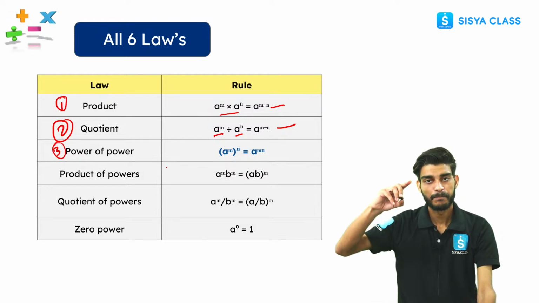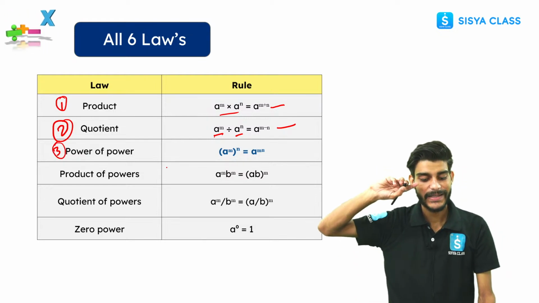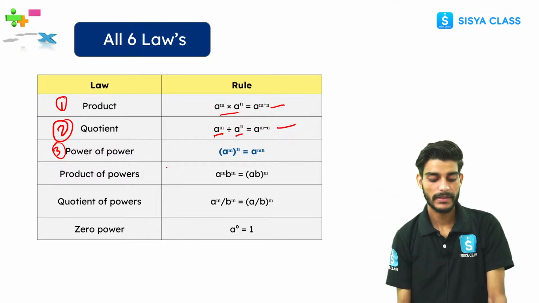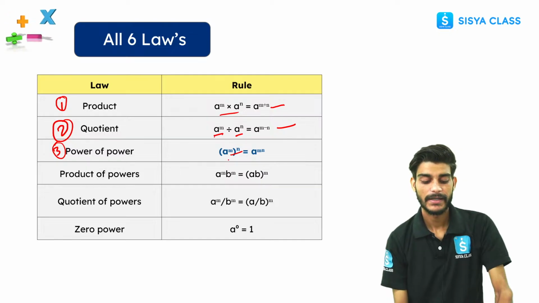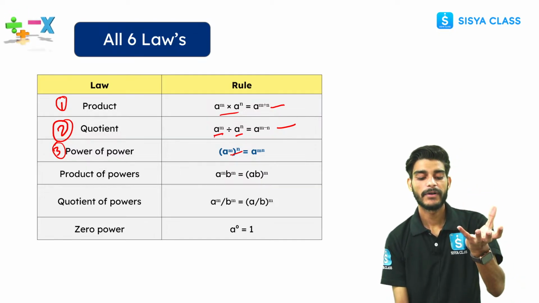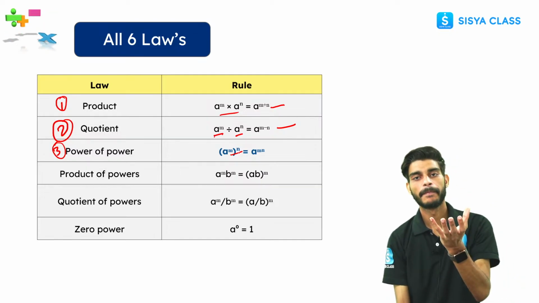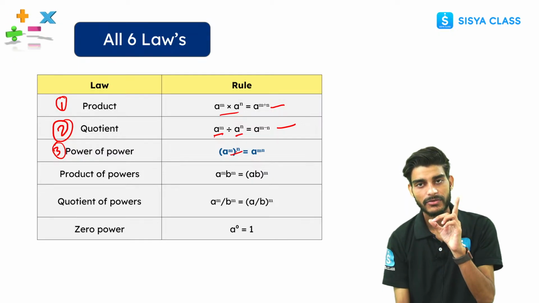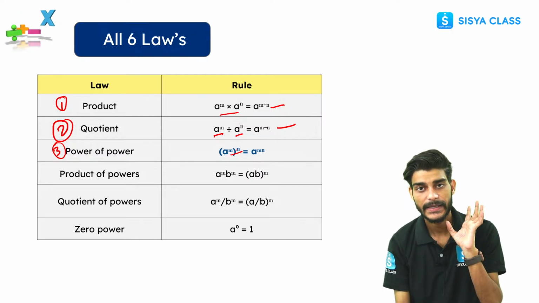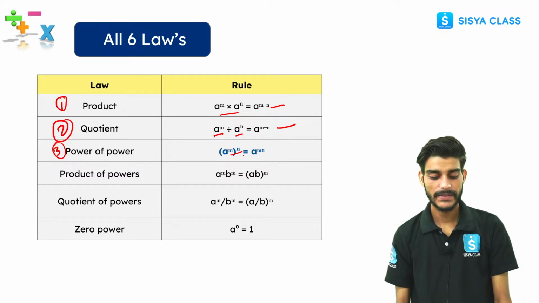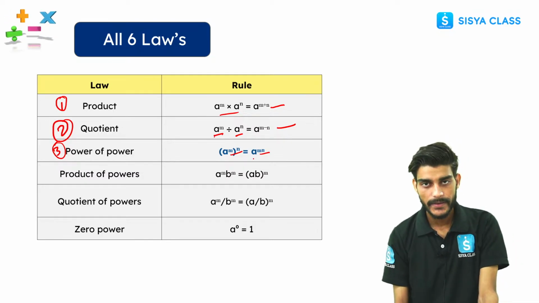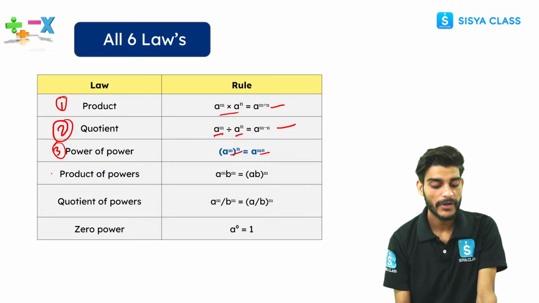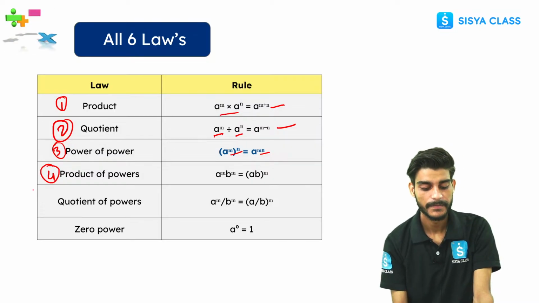If we have any number raised to some power raised to some power, that is multiplication, like a raised to the power m raised to the power n. So that is not a raised to the power m plus n. That is incorrect. Many students do that. That will be m into n. Clear? Fourth one is product of powers.